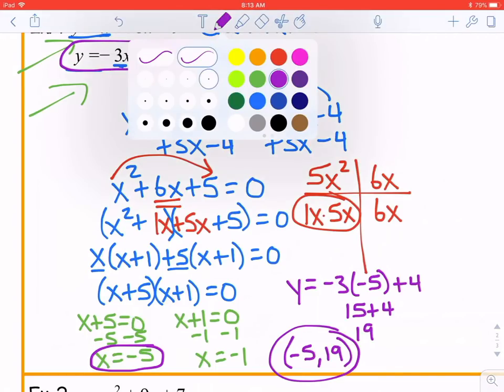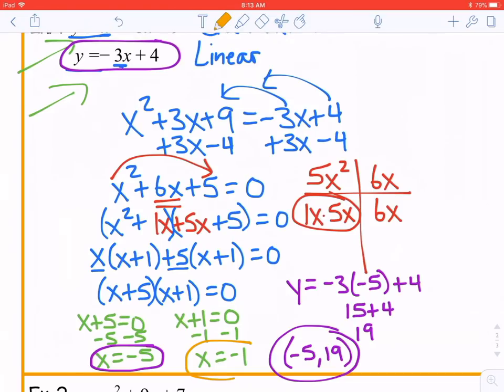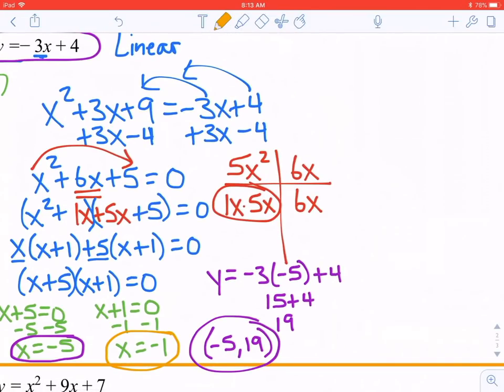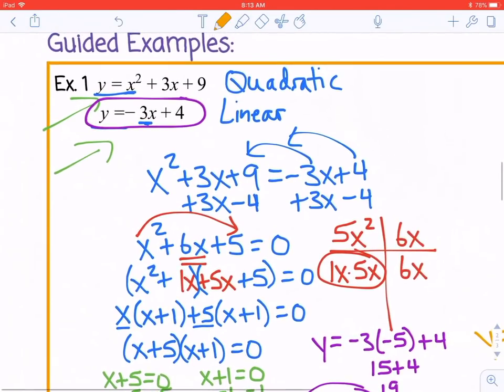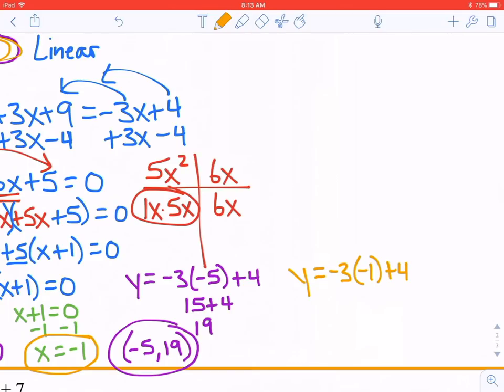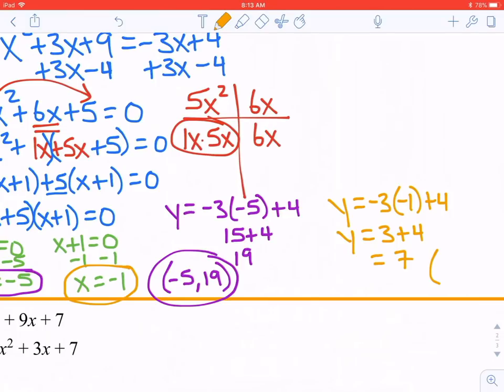Now we're finished with that one. And now I'm just going to grab a different color to keep things separated. X equals -1, we have to do the same thing. So use that same linear equation just because it's easier to plug it into. And we have -3 times -1 plus 4. So I'm just taking it and plugging it into this original equation that looks easier. And then we simplify. So y would equal 3 plus 4, which is 7. So our other solution is -1, 7.